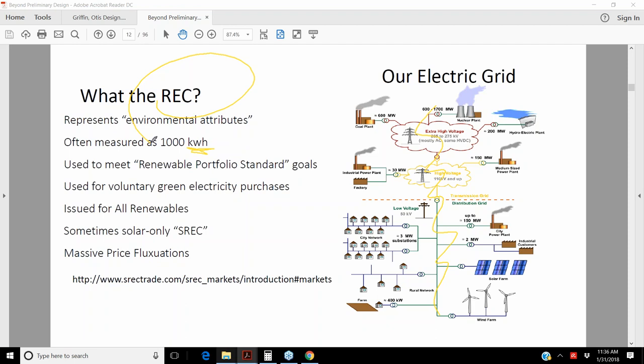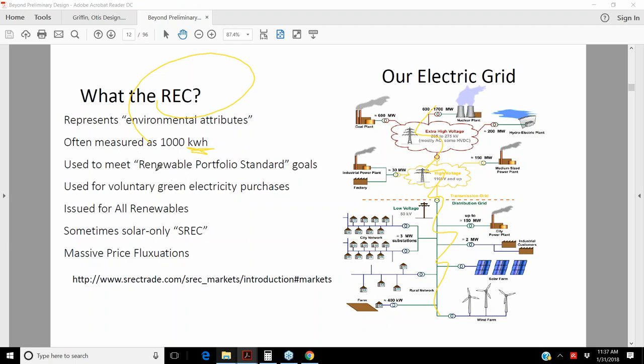Whether or not you can find a buyer for that REC is a completely different issue. Sometimes customers say, if I didn't get a rebate check from my utility, if there's no REC market in my area, then do I even have these RECs? And the answer is yes, you do. The next question would be, can I sell these RECs? And the answer is yes, you can. But finding a buyer is the hard part.